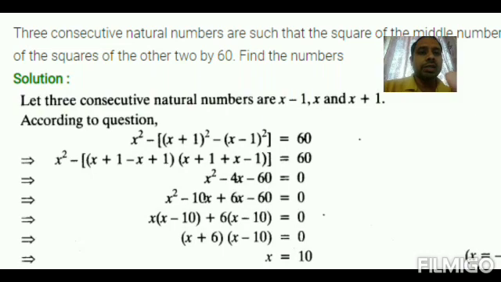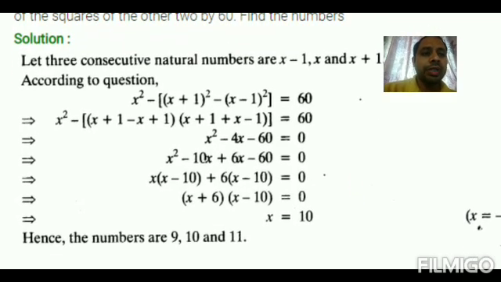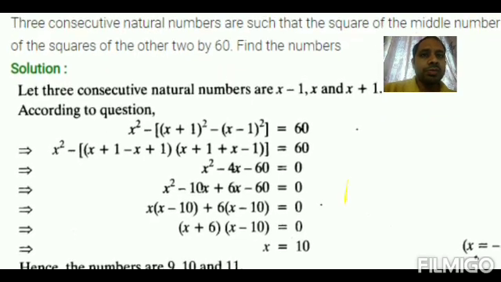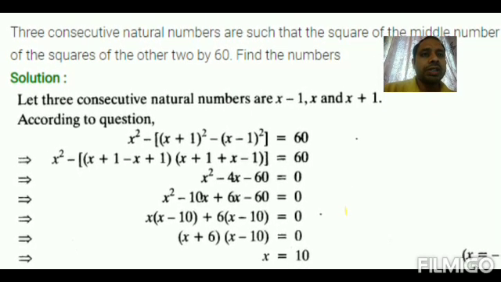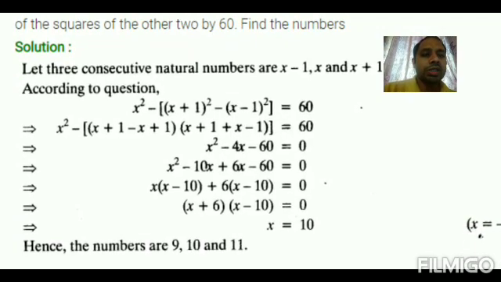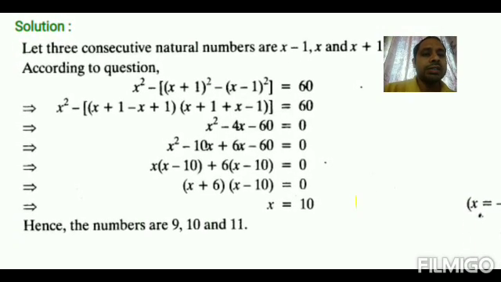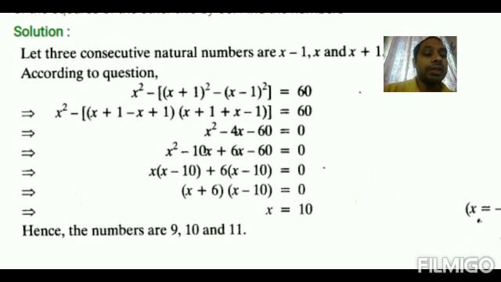So we can write (x plus 1) whole square minus (x minus 1) whole square as (x plus 1 minus x plus 1) and (x plus 1 plus x minus 1). And if you simplify this one, you will get an equation, that is x² minus 4x minus 60 equals 0. And if you solve this one, you will get the value of x as 10. Why? Because the value x equals minus 6 is not possible, because it is given that they are natural numbers, and minus 6 is not a natural number. Therefore, the middle value is 10.